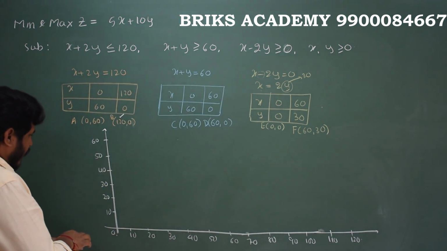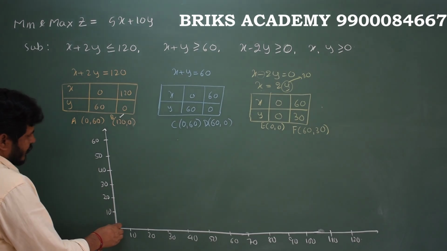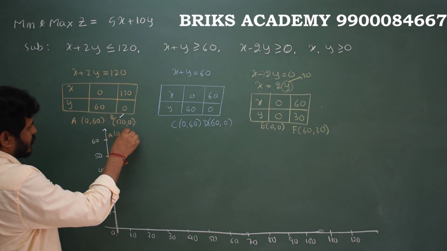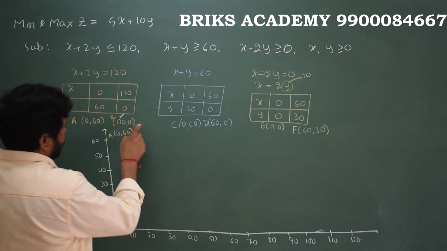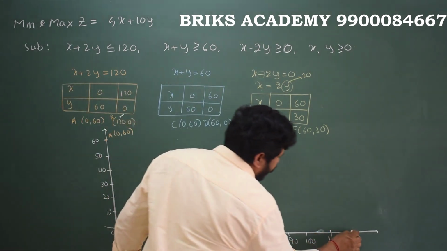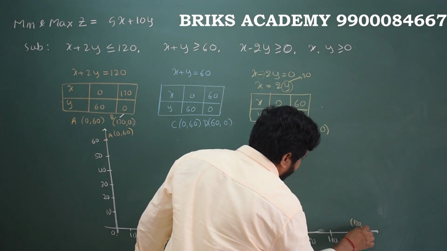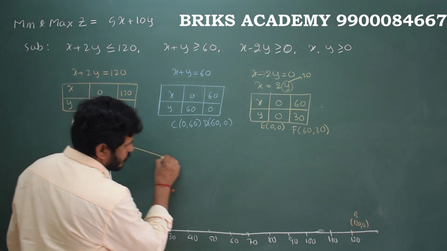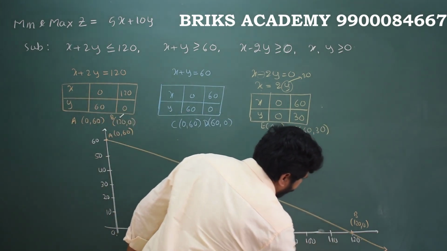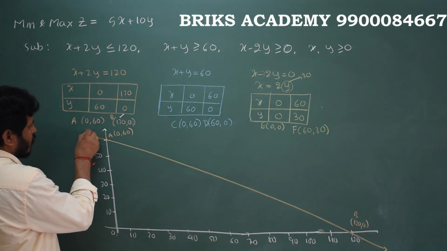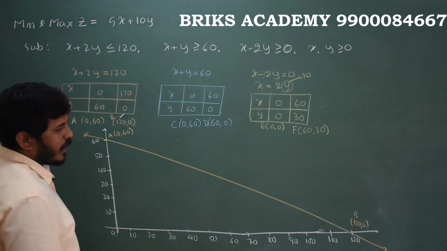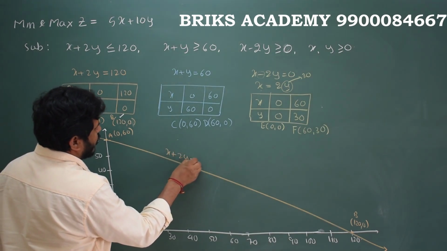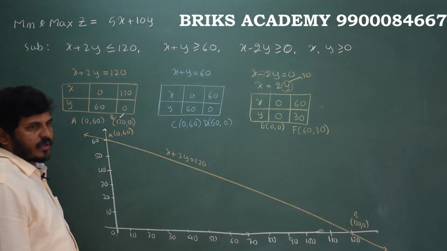Now plot the graph. First one, when x is 0, y is 60. This point, that is point A, that is 0, 60. When x is 120, y is 0. That is this point, x is 120 when y is 0. This is point B. Join. Put an arrow mark and write the equation on that. What is the equation? X plus 2y equal to 120.